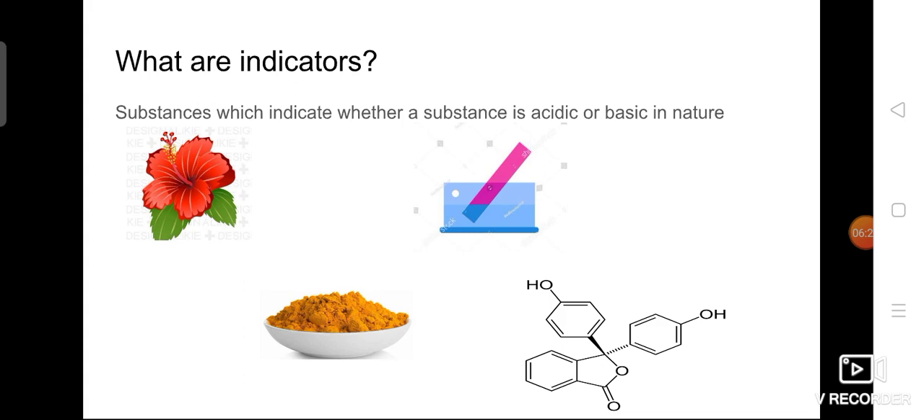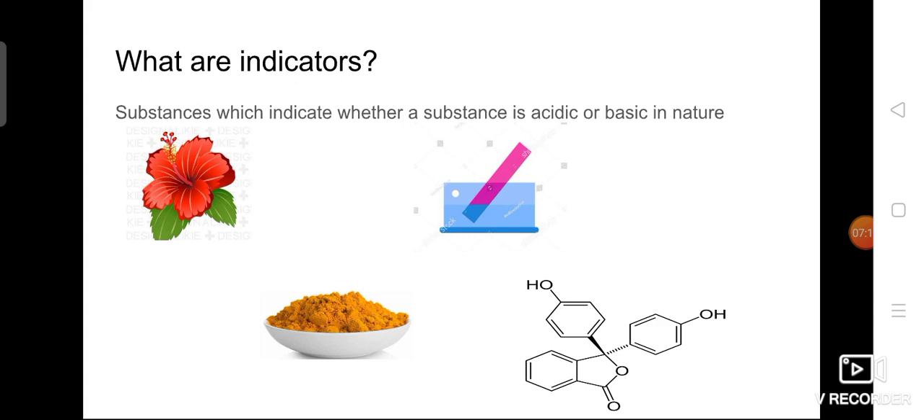Basically, these indicators change their color. The indicators change their color when added to a specific substance, whether it is acidic or basic. So with the help of color change we can identify it. We should know, okay, if the color changed to this, it is acidic. If it turned to this color, it is basic. So we can easily identify. So indicators are generally what? Color changing substances. They are colored substances which change color when they react with acid as well as base. So the color to which they change indicates the nature of the substance.